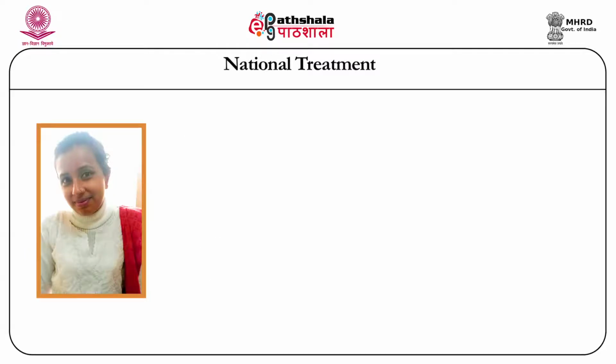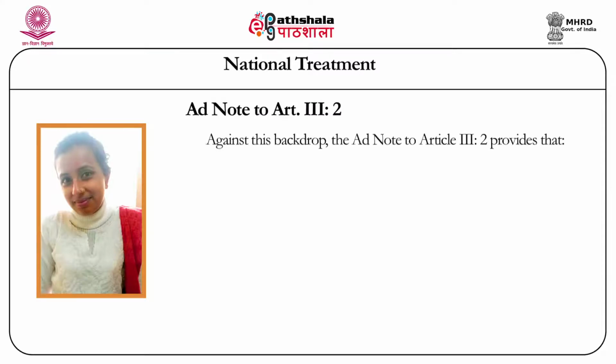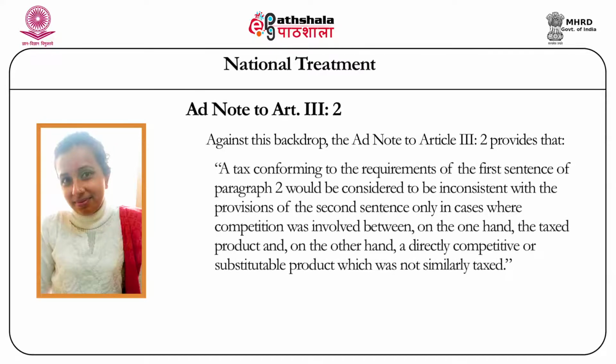Now, we would understand what is the meaning of the Ad Note to Article 3 Clause 2. The Ad Note to Article 3 Clause 2 provides that a tax conforming to the requirements of the first sentence of paragraph 2 would be considered to be inconsistent with the provisions of the second sentence only in cases where competition was involved between, on the one hand, the taxed product and on the other hand, a directly competitive or substitutable product which was not similarly taxed.